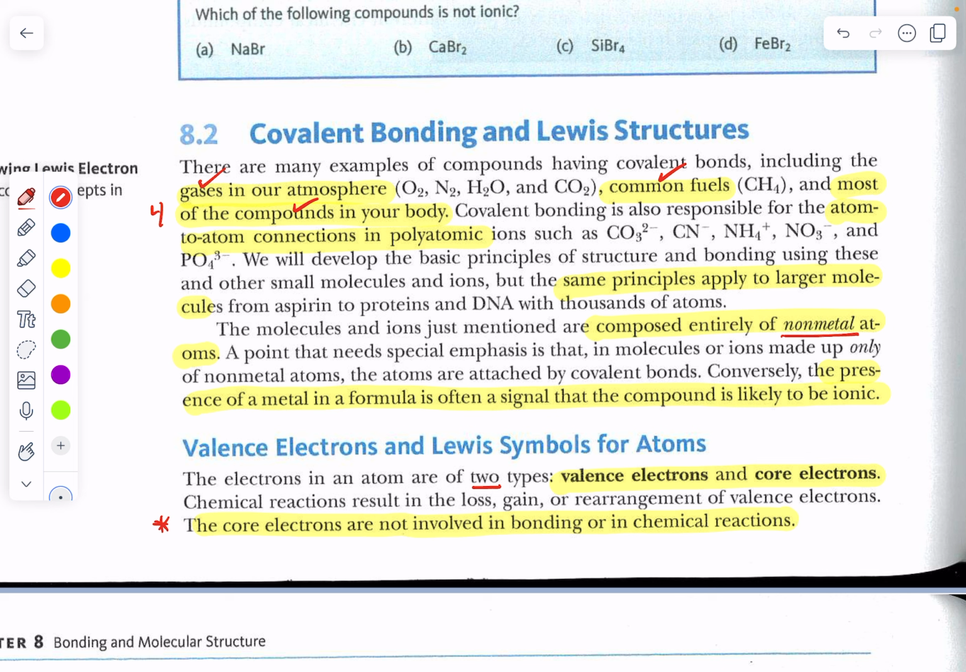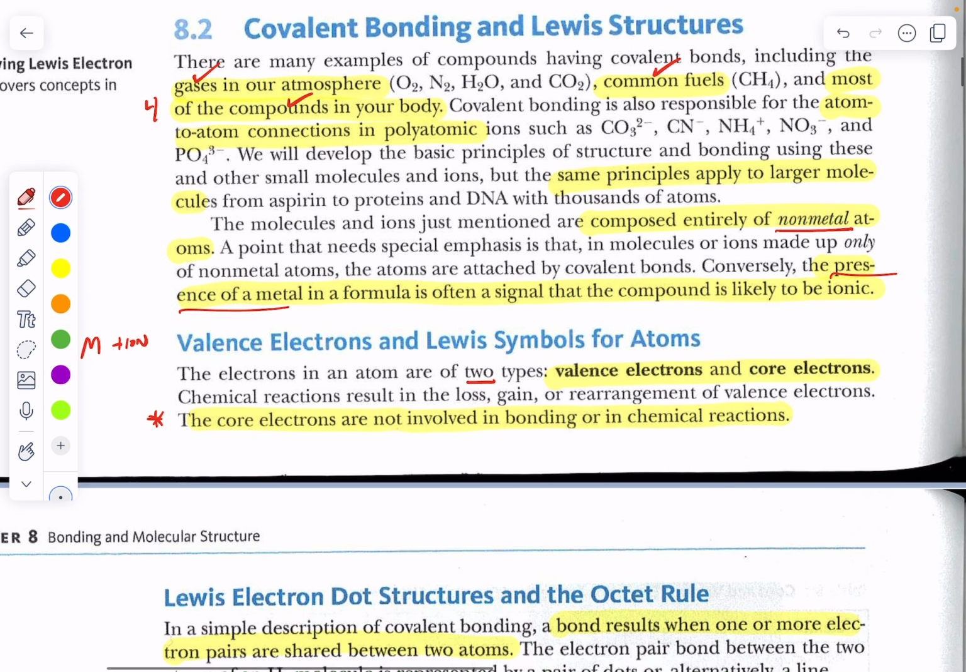Now, there are some polyatomic ions that might have a metal in the interior part of the structure, and we'll put that aside for the time being. It isn't until we get to metals that we begin to talk about ionic compounds. The presence of a metal in a formula often means that we're probably going to have ionic bonds. And of course, if you think about that, metals, by definition, like to lose electrons. They have one or two or three electrons in the outer shell, valence electrons, and they like to lose those electrons to become positive ions. Metals like to become positive ions. Nonmetals like to become negative ions by gaining electrons.